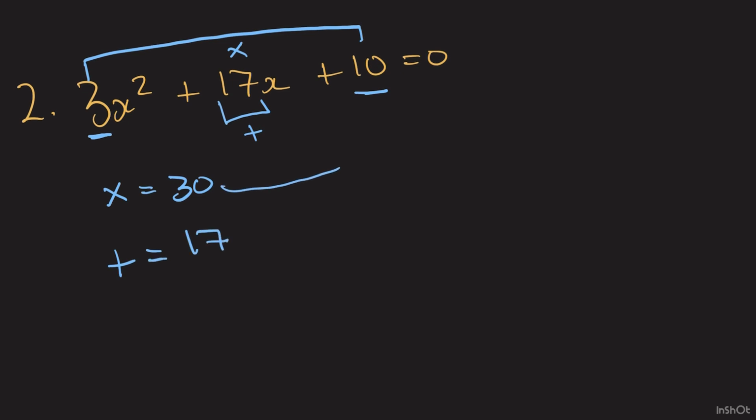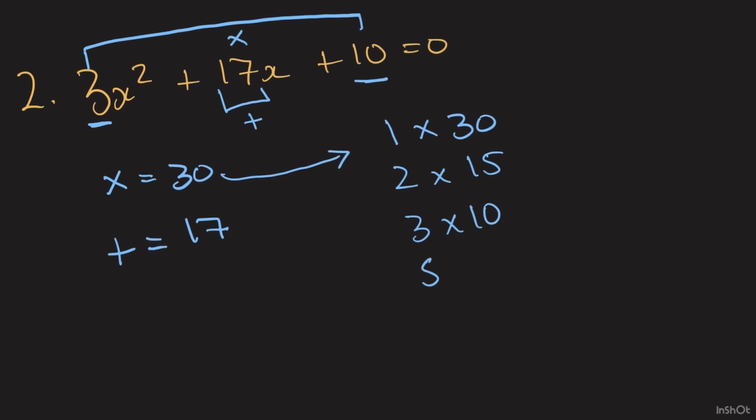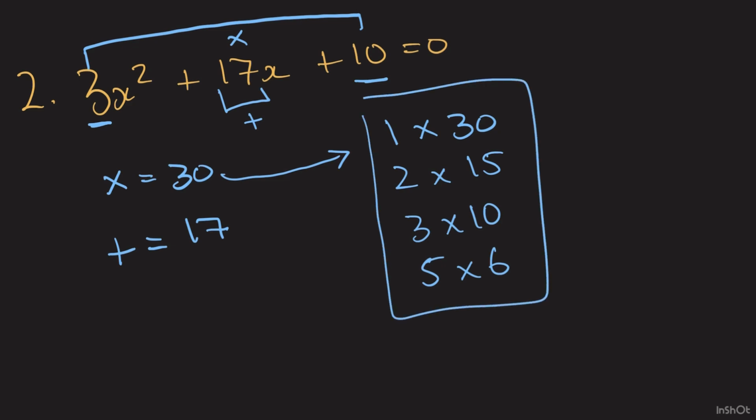Now let's see which pair of numbers gets us 30. 1 times 30, 2 times 15, 3 times 10, 5 times 6, and we'll stop there. Now we have to look at these numbers and see which one of these pairs would get us 17, and that would be 2 and 15, because 15 plus 2 equals 17.